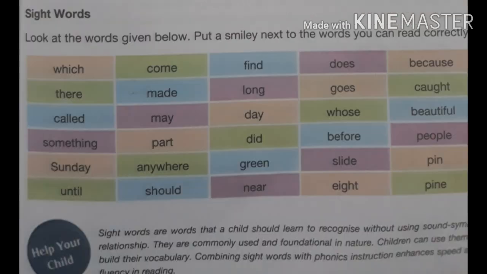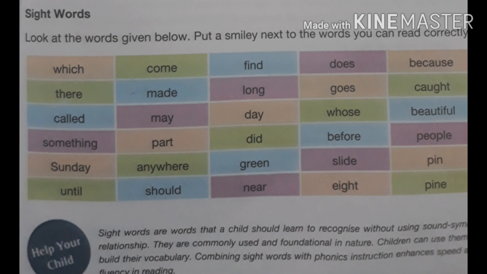Now children, let us go to the next page, page number 65. Question number 5. If you could travel anywhere in the world, where would you like to travel and why? Draw and describe. Children, if you get a chance to travel anywhere in the world, where would you like to travel and why? Draw and write or describe about it. Do it by your own.